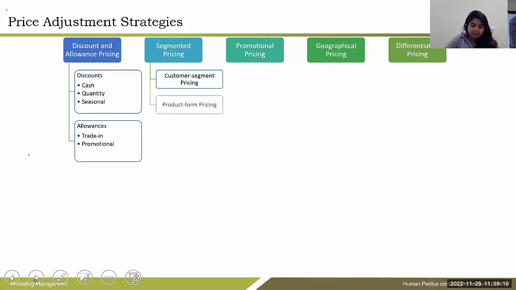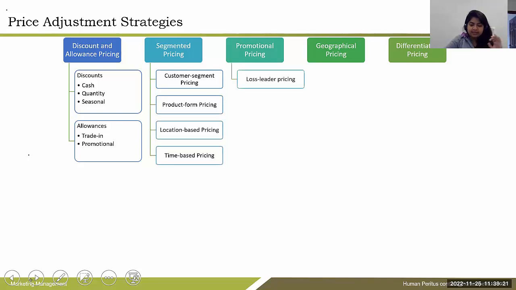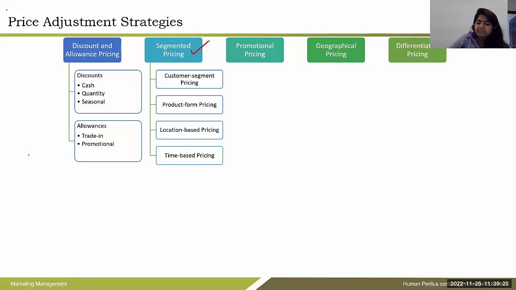Perfect. We are moving to segmented pricing. Very easy and very interesting thing. Segmented pricing says different prices for different segments. Now, customer segment pricing. Same train ticket for children, for old people, and for people of our age. Same train ticket, but they get discounts. So different customer segments have different pricing.